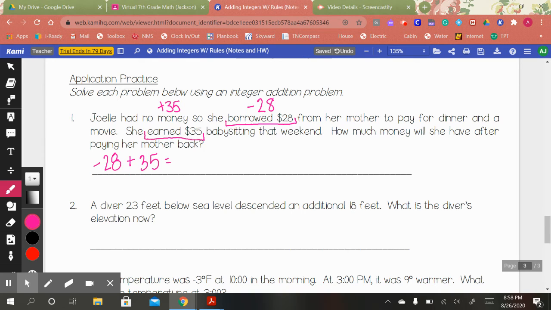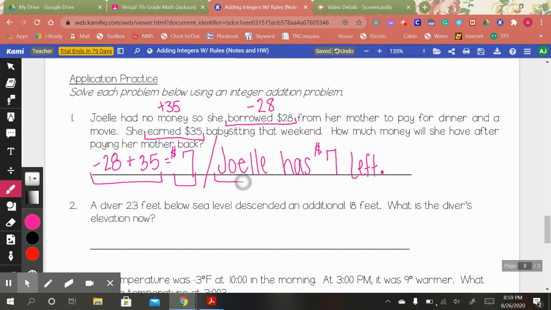35 minus 28 is 7. And since 35 has a greater absolute value and it's positive, then that means my answer is positive. And then a quick little sentence to cap off the problem. Joelle has $7 left. Again, just a quick little sentence with a capital letter and a punctuation to let me know that you are understanding the problem. So we have the addition, the answer, and then a sentence explaining the answer.